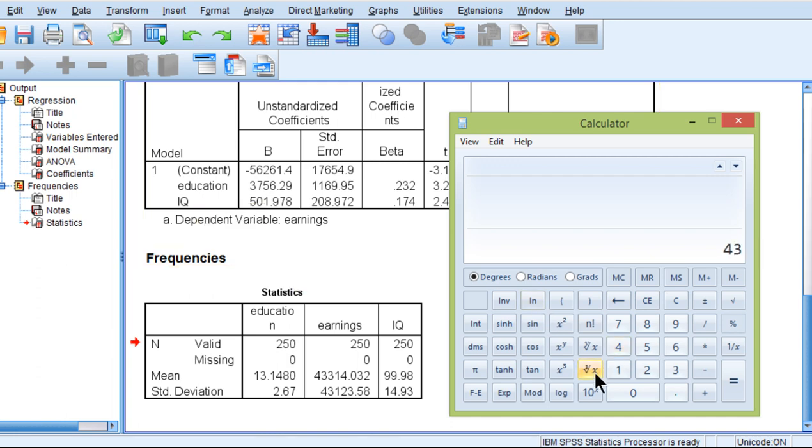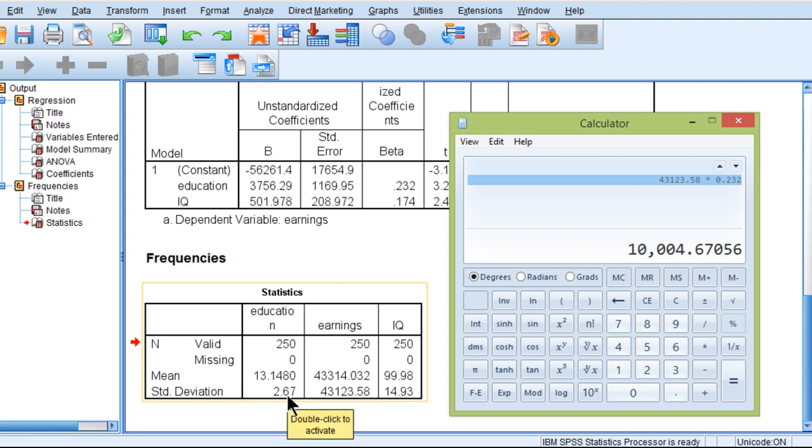So 43,123.58 times 0.232. And that equals $10,004 with some cents. So an increase of education equal to 2.67 years is associated with an increase in earnings equal to $10,000, roughly. So that's how you can interpret a standardized beta weight in operational terms.